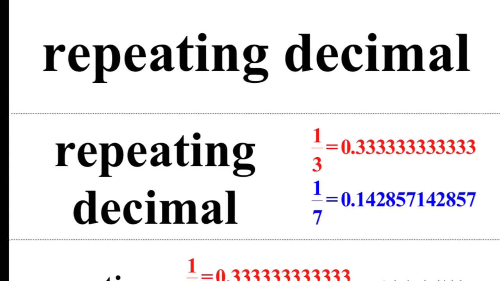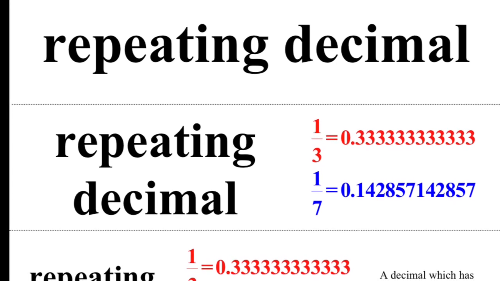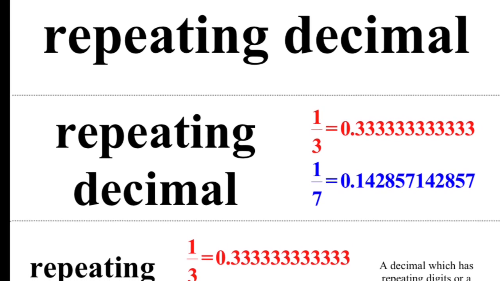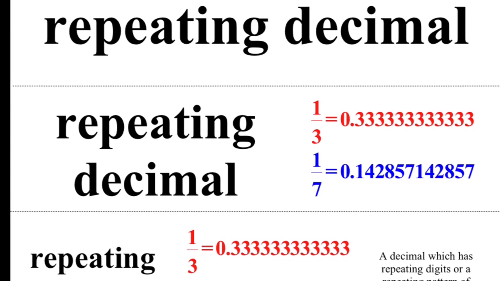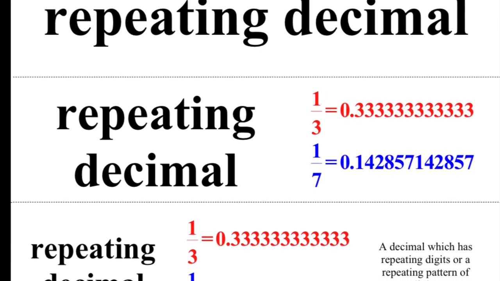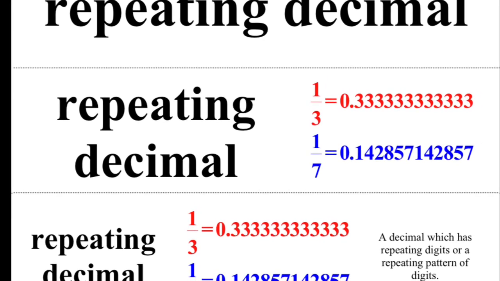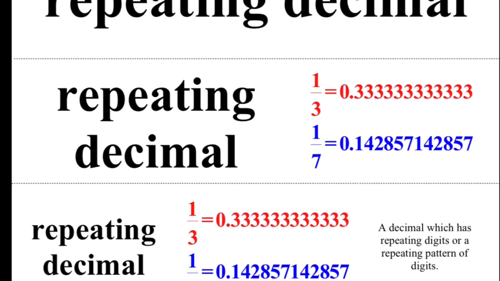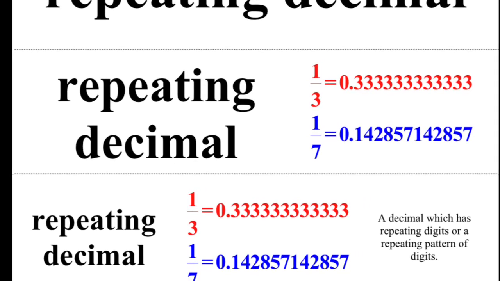A repeating decimal is a number that is a decimal and part of that decimal goes on forever. For example, 0.333333333 is repeating, and you could write that as 0.3 with a line on top of the 3.